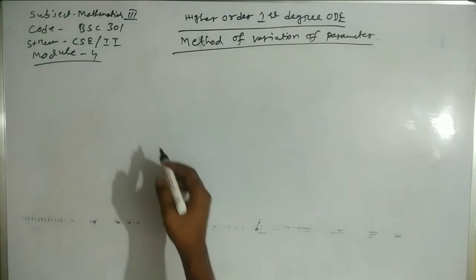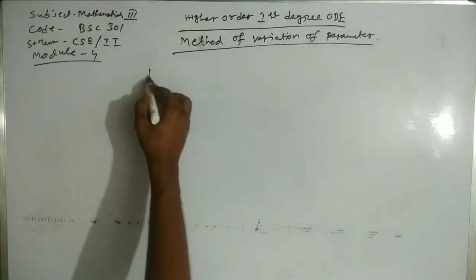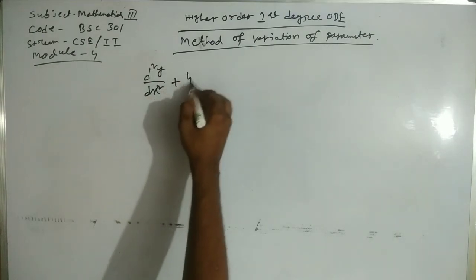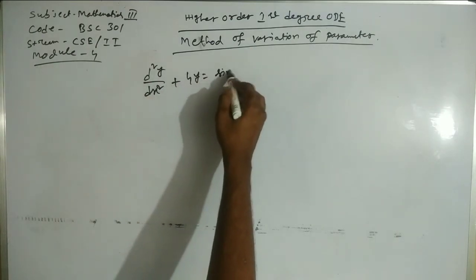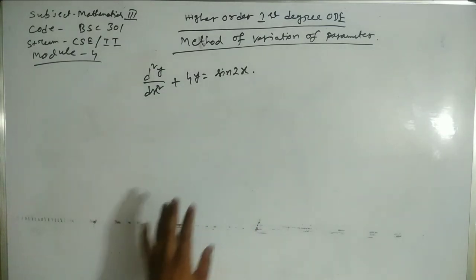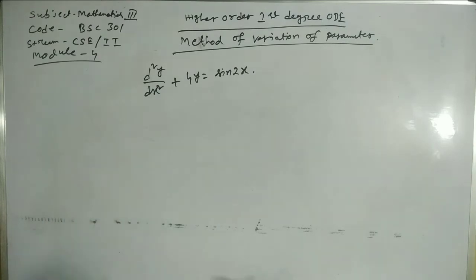Okay, the first example I am taking is d square y dx square plus 4y equal to sin 2x. We have to solve it by the method of variation of parameter. So first we have to find the complementary function.